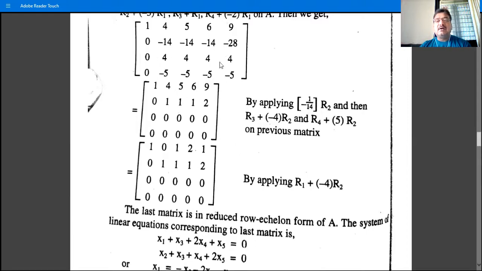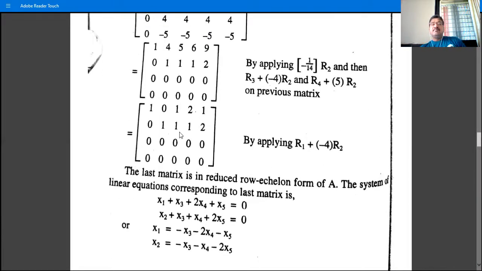Then we have to reduce the elements below to 0. In the next step we apply R3 - 4R2, because here it is 1, so 4 - 4 is 0. Then to reduce this -5 to 0, the operation is R4 + 5R2. Then all entries in the third and fourth rows are 0, and this is a row echelon form. To obtain the reduced row echelon form, we have to reduce this element 4 to 0, so the operation is R1 - 4R2. So this is the reduced row echelon form. We can reduce the matrix to either echelon form or reduced row echelon form.